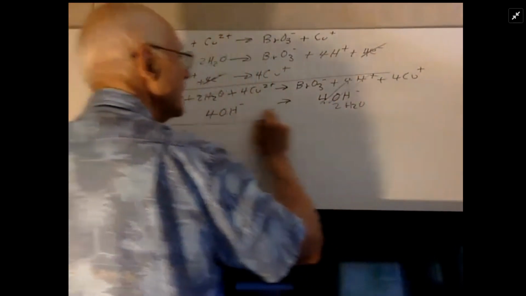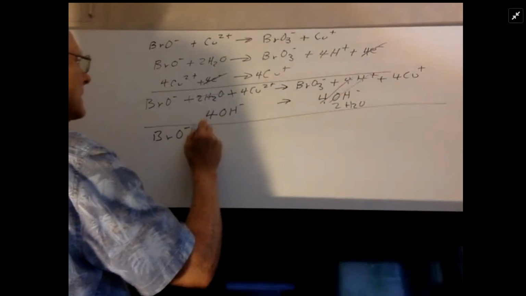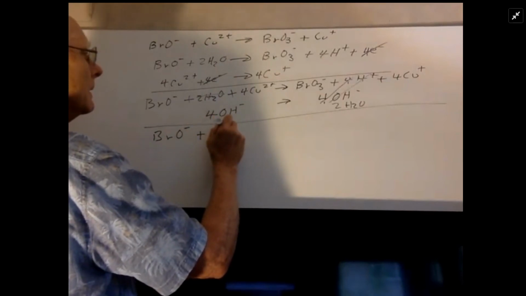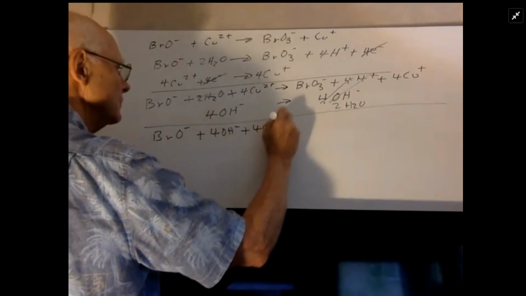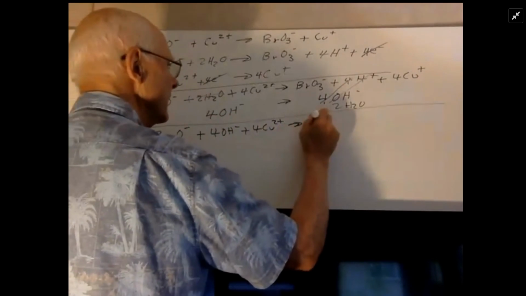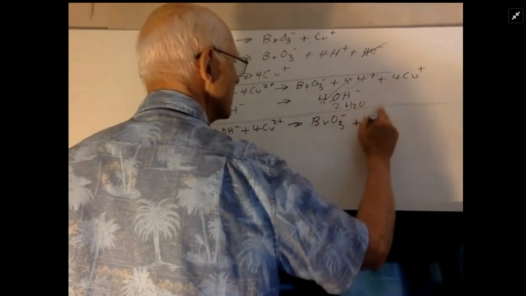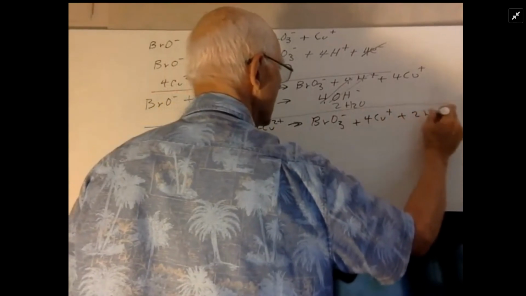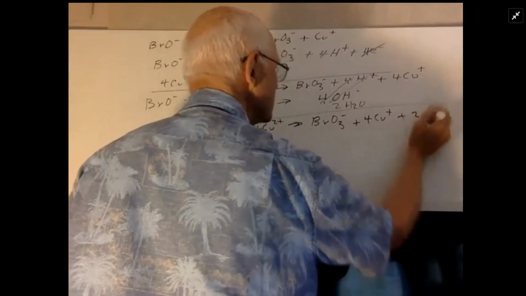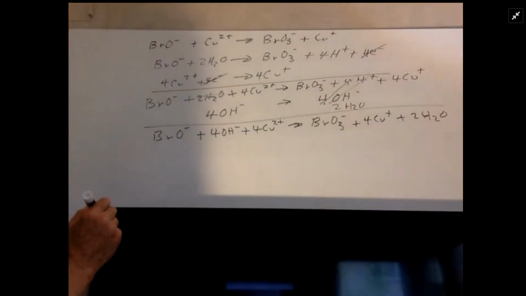And then I'm going to make this whole thing just 2H2O, okay? And so now when we do the whole thing, we have BrO minus plus 4 OH minus plus 4 Cu2 plus yields BrO3 minus plus 4 Cu plus 2 H2O. So now it's balanced in basic solution. And if we did it right, the charge should balance and the elements should balance.